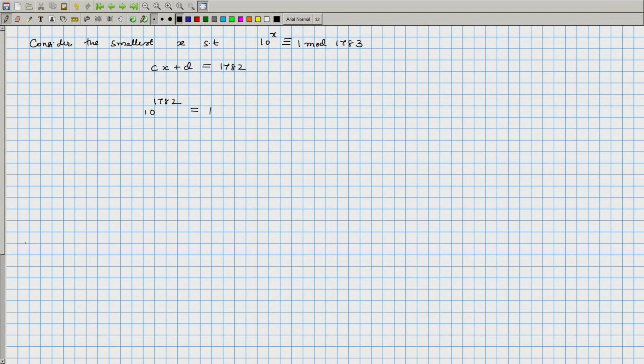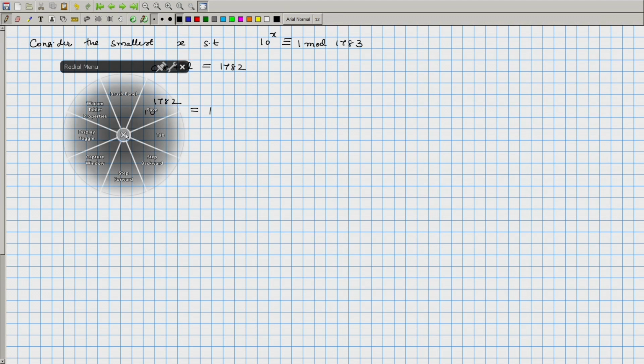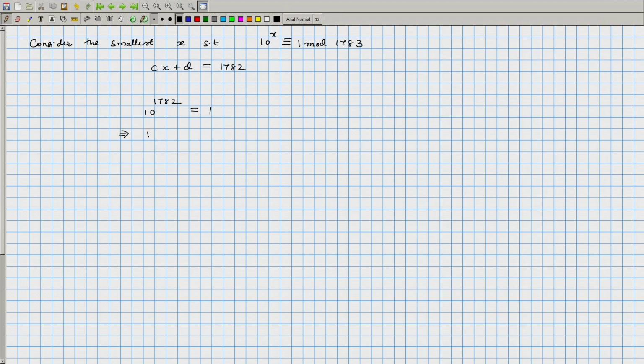So, all these calculations are done modulo 1783. This would imply that 10 to the Cx plus d is equal to 1 mod 1783. That would imply 10 to the Cx times 10 to the d is equal to 1. Now, 10 to the x is 1, so 10 to the Cx is also 1. So, this would imply 10 to the d is equal to 1.